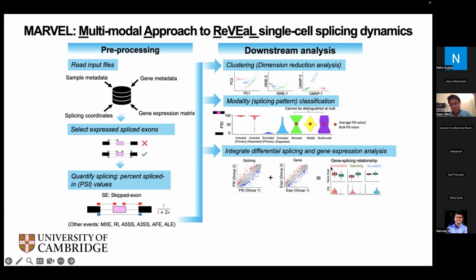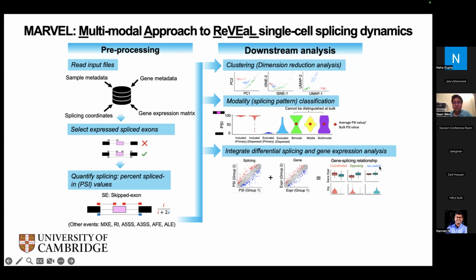So for example, a coordinate gene splicing analysis simply means that the splicing event and the gene are downregulated in the cell type in blue relative to the cell type in red. Opposing gene splicing relationship, as you might have guessed, is when, for example, the gene is upregulated in the blue cell type, but the splicing event is downregulated in the blue cell type relative to the red cell type.